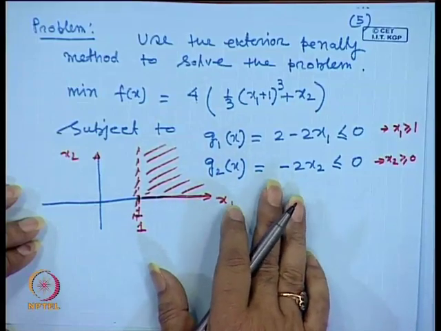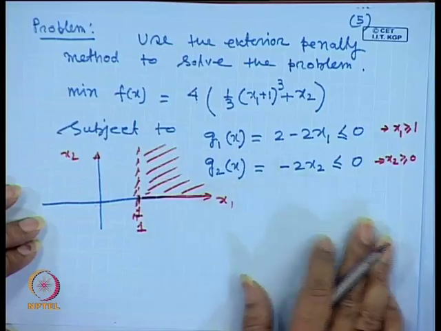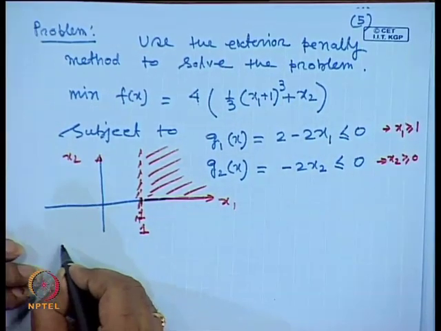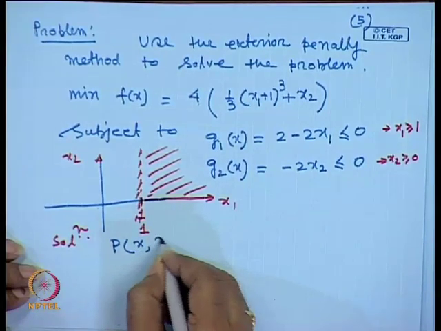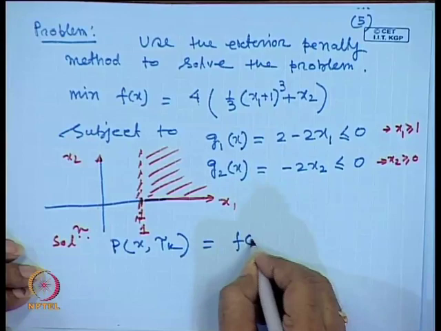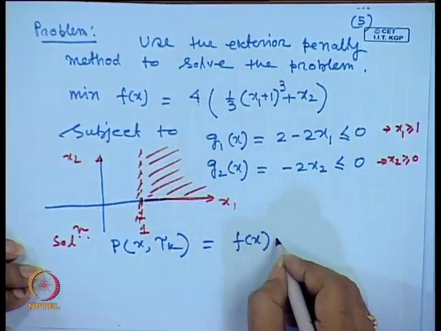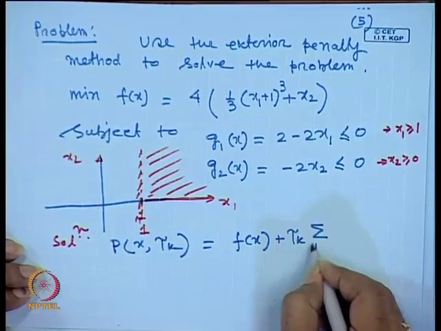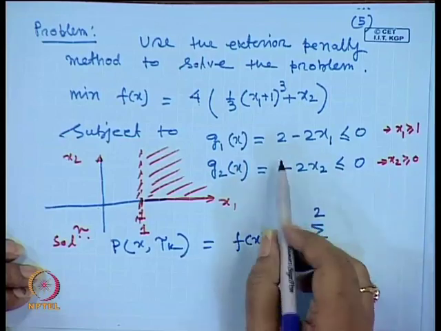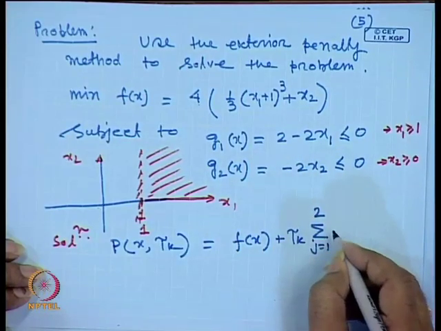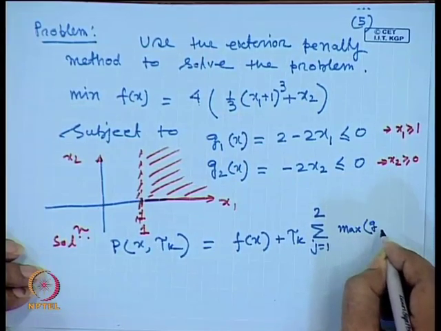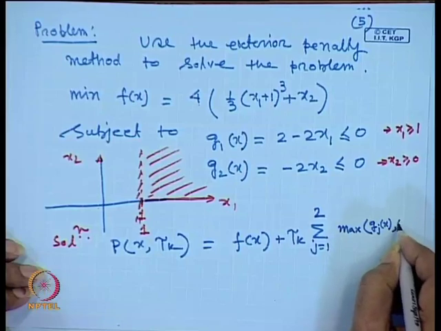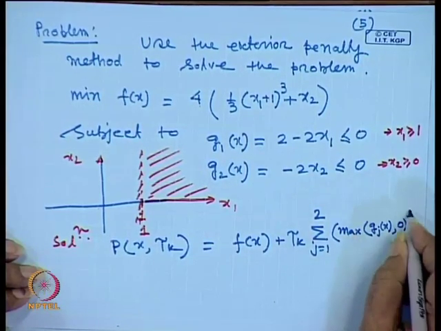penalty function method. Then what do you have to do? We have to convert this into the standard penalty function form. So, our penalty function is like this way: P(x, tau k) is equal to the objective function f of x plus tau k, summation of j equal to 1 to 2, since there are two inequalities, and these are the penalty terms we are taking into account, max of g j of x, 0, this whole thing squared.